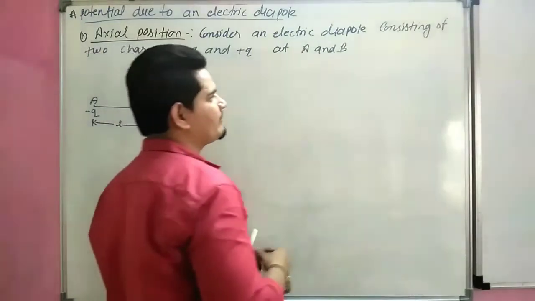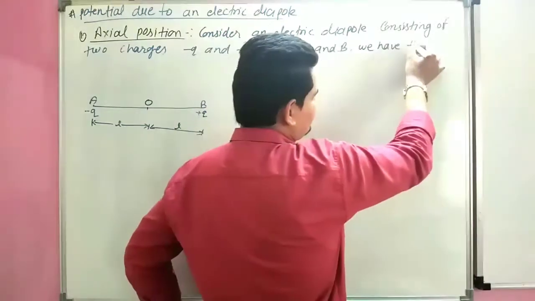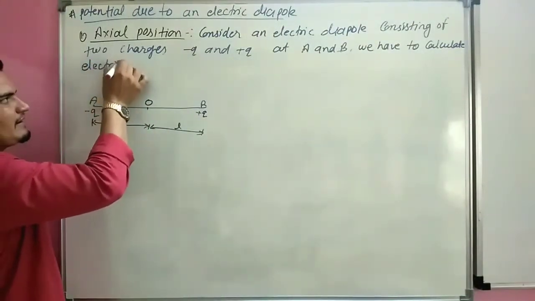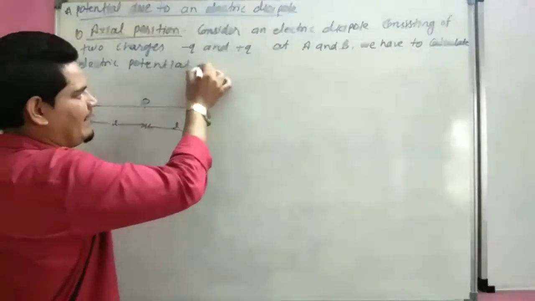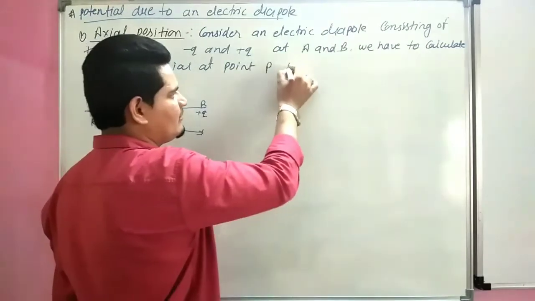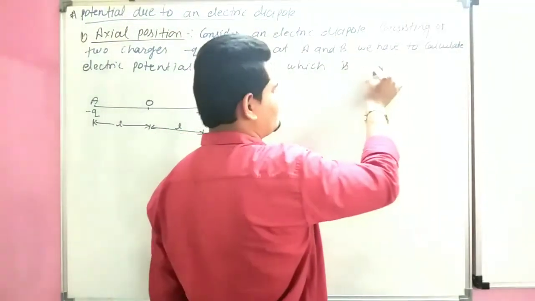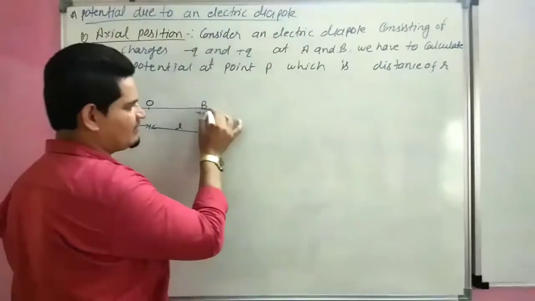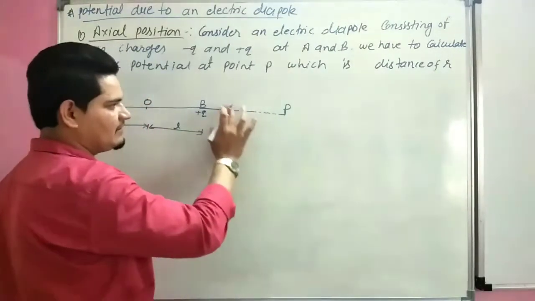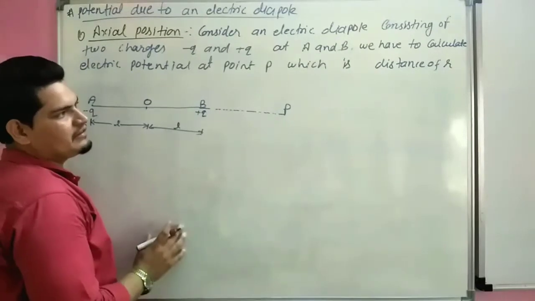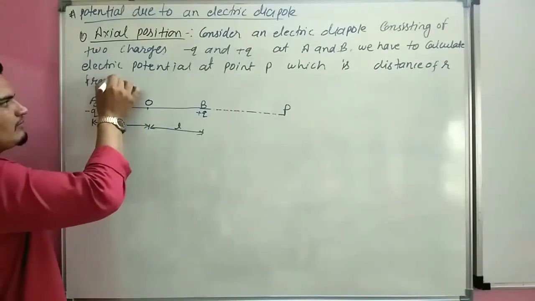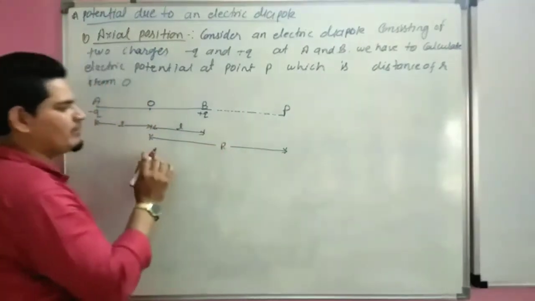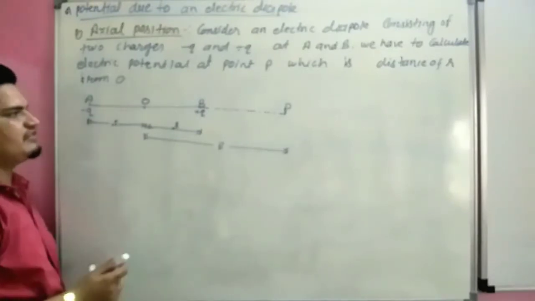Now we have to calculate the electric potential at point P, which is at a distance of R from O. This is the point P. The total distance of point P from point O is R. Now we have to calculate the potential due to point B.